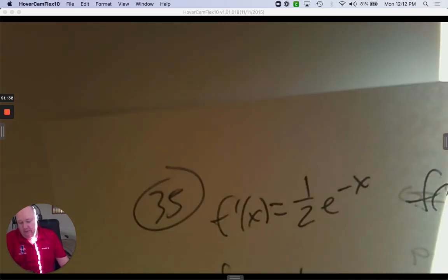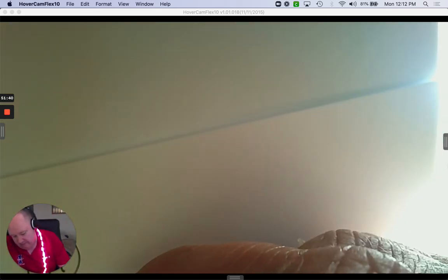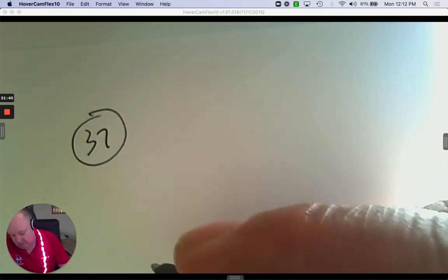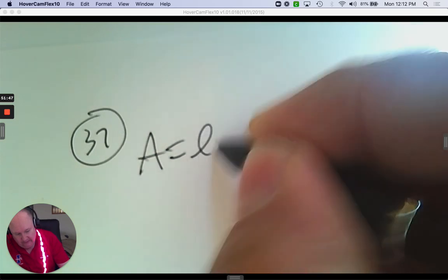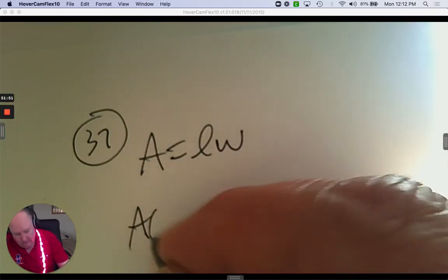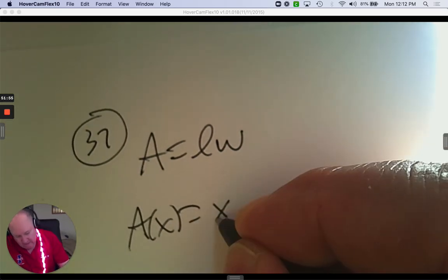37. If the area of a rectangle shown is increasing at that rate, find dx by dt. So let's start with this. Area is length times width. If I look and write this as an equation, the length and width would be x times ln x.